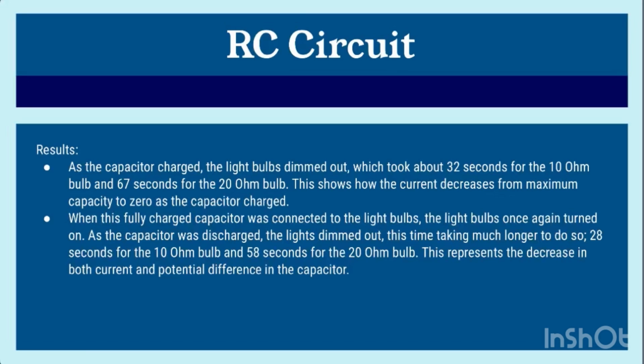As the capacitor charged, the light bulbs dimmed out, which took about 32 seconds for the 10 ohm bulb and 67 seconds for the 20 ohm bulb. This shows how the current decreases from maximum capacity to 0 as the capacitor charges.